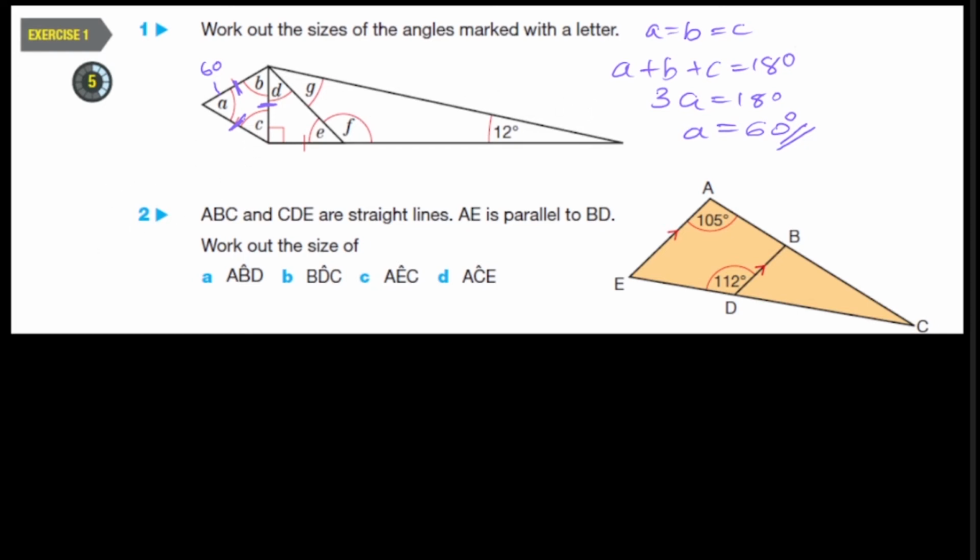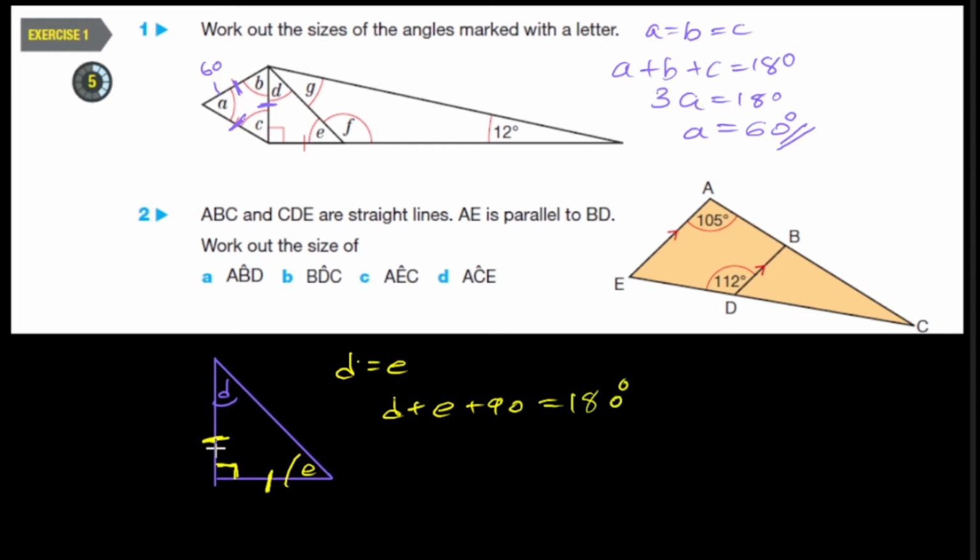And for this part D and E, I will draw a new triangle down here, which includes only D and E, that small part. If you observe that little triangle, what can you see? This triangle with D and E is a right angle triangle, and it is also isosceles. That means D and E should be equal to each other. And the addition of all three, D plus E plus 90 degrees, equals 180 degrees, because the addition of the angles inside a triangle is this much.